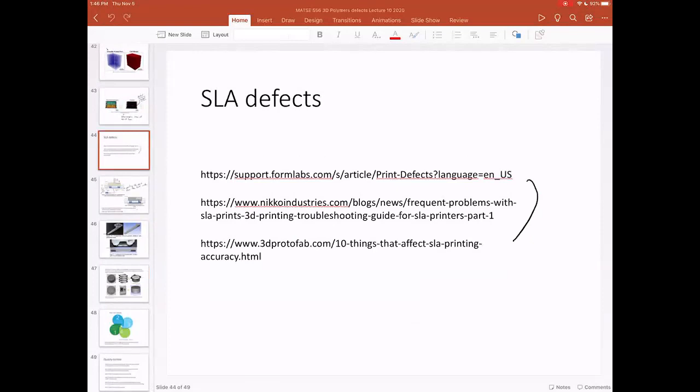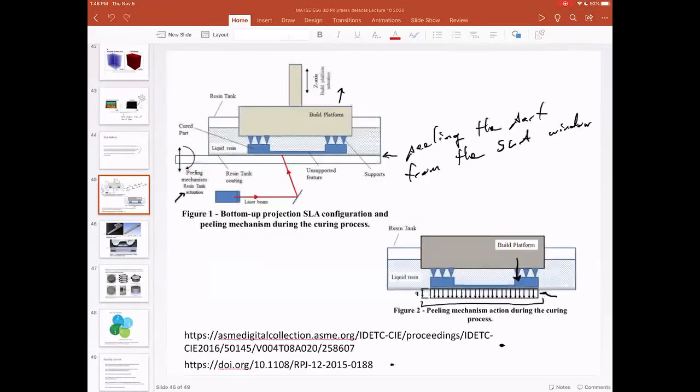We talked a little bit about SLA defects, and there's a lot of how-to online for SLA defects. And one of the ways that SLA defects can really become important is because in most SLA processes, you're going to have some pulling force on the part.